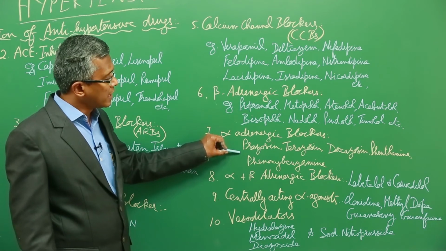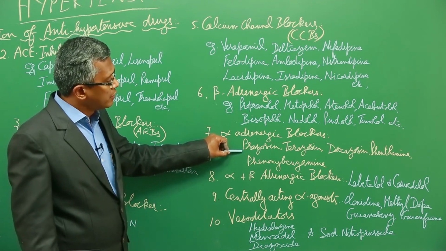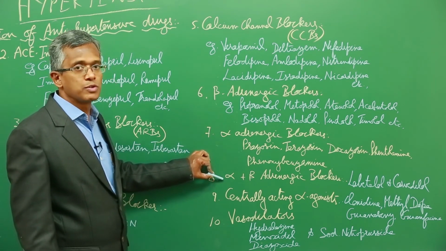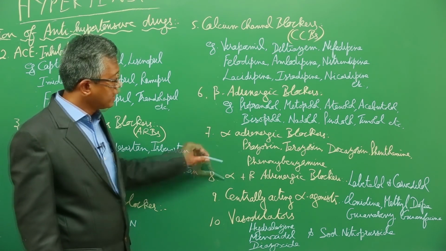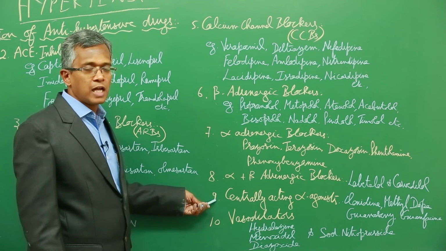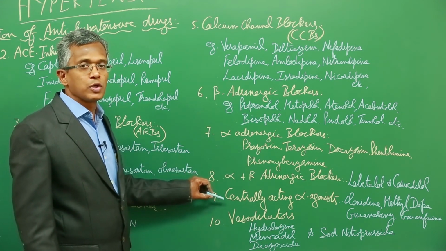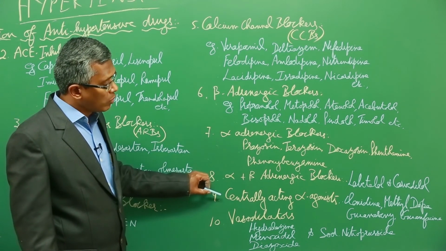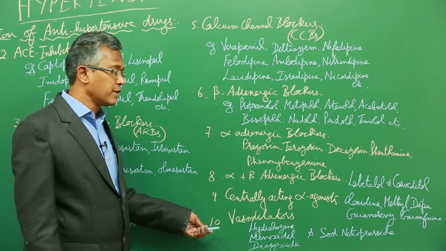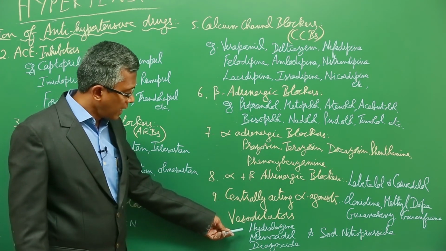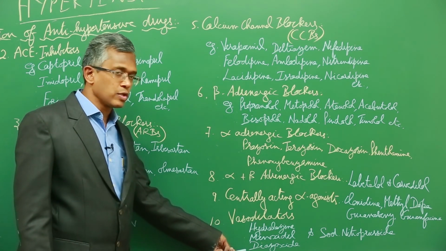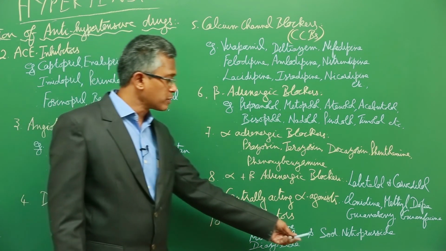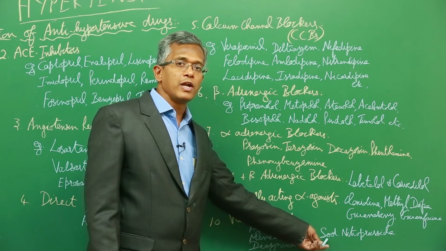Next category is alpha adrenergic blockers. Example, prazosin, terazosin, doxazosin, phentolamine, phenoxybenzamine, etc. Both alpha and beta adrenergic blockers are also sometimes used, like carvedilol and labetalol. There are a few centrally acting alpha agonists: alpha-methyldopa, which is again a drug of choice for pregnancy-induced hypertension, that is called gestational hypertension, clonidine, guanabenz, and guanfacine. The last category of drug are vasodilators, like hydralazine, minoxidil, and diazoxide. These three are arteriolar vasodilators, whereas sodium nitroprusside is both an arteriolar and venular vasodilator.